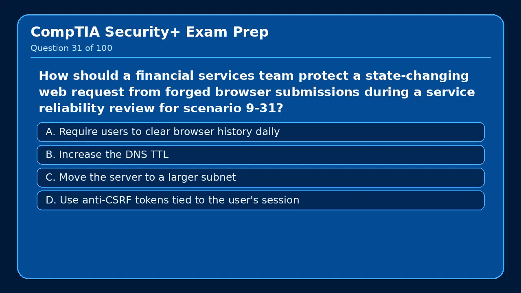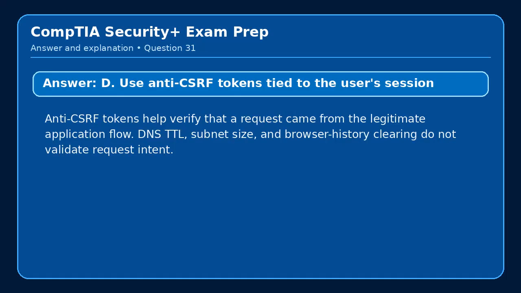Question 32. A cloud app at a remote sales group can be tricked into requesting the metadata service URL. Which vulnerability is most likely while updating the runbook for scenario 9-32? A. LDAP signing. B. Data tokenization. C. Server-side request forgery. D. MAC flooding. Take a moment to choose your answer. The answer is C. Server-side request forgery.